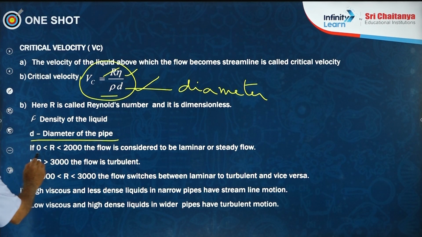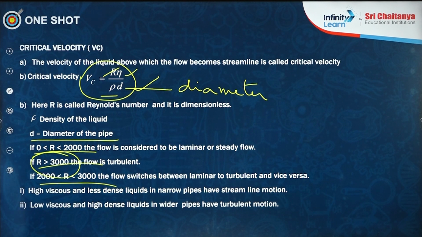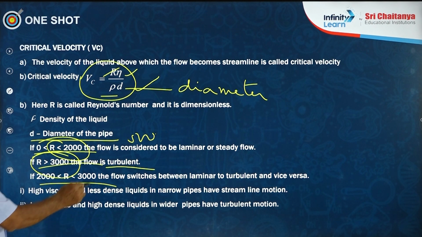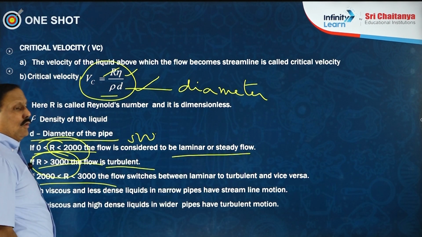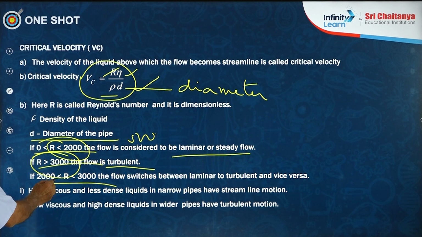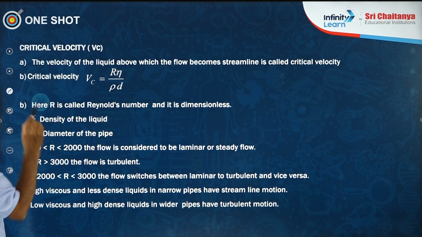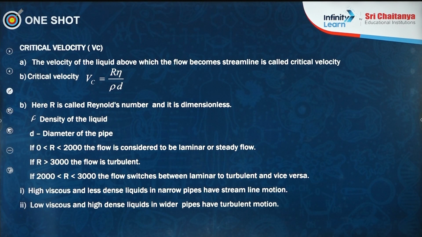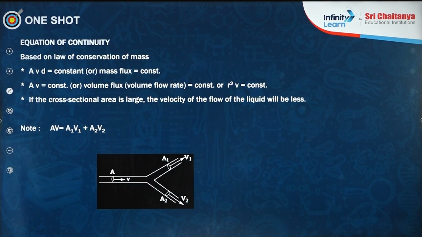For various values, for example, if the Reynolds number is greater than 3000, the flow is turbulent. If the Reynolds number is less than 2000, correctly speaking approximately around 500, then the flow is laminar, steady or streamline flow. Between 2000 and 3000 the flow is irregular, in the sense that at any stage it can be converted either into streamline or into turbulent. These are the few points to be remembered regarding streamline flow and turbulent flow.